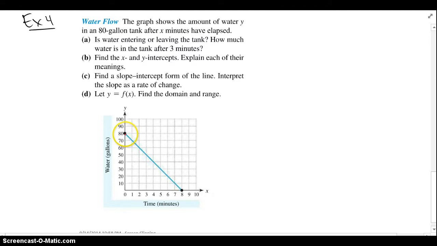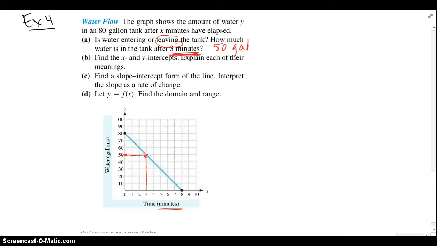Well, we start with 80, and as time goes by, notice the line keeps going down, so it's actually leaving the tank, because at 1 minute later, it's down to 70 gallons, whereas initially there were 80 gallons. How much water is in the tank after 3 minutes? Well, 3 minutes is on the x-axis, so I go to 3 minutes, and I go up, and it looks like there's 50 gallons of water after 3 minutes.